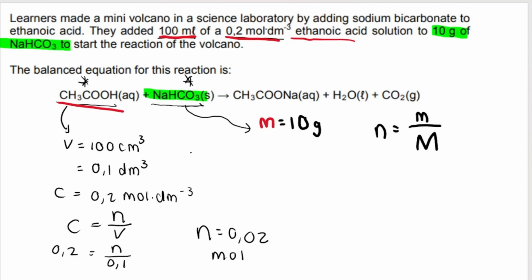So that means I need to find the molar mass of sodium bicarbonate. So we take the atomic mass numbers. It's 23 plus 1 plus 12 plus 16 times 3.